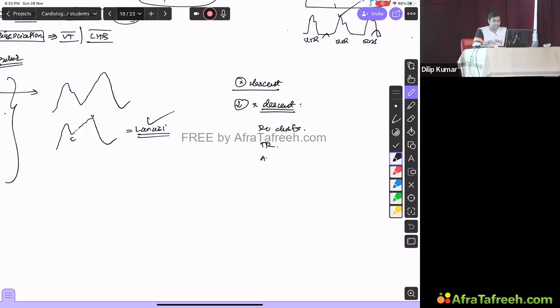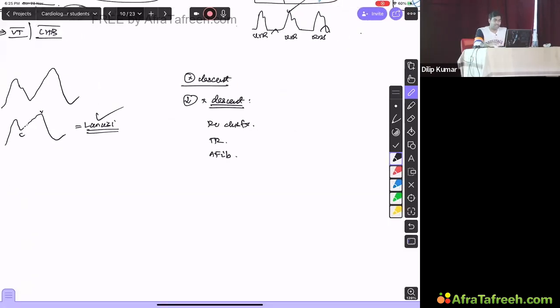Third condition is AFib, atrial fibrillation. In AFib, the atrium is not contributing to the ventricular diastole, isn't it? So the atrium is not contracting, so the amount of blood that you are going to get in the right ventricle is less. Because the amount of blood entering the right ventricle is less, the force of contraction is going to be less. If the force of contraction is less, your X descent will not be deeper. It will be diminished. There will be reduced X descent.